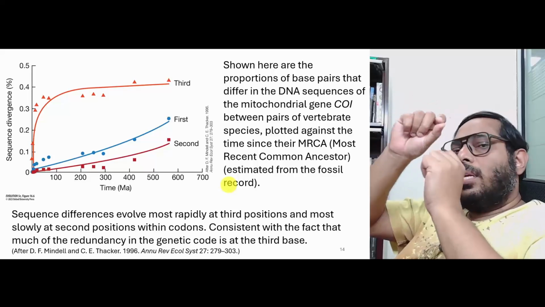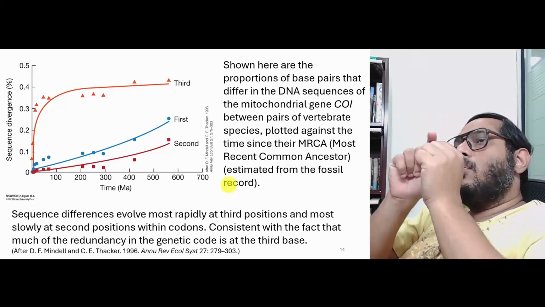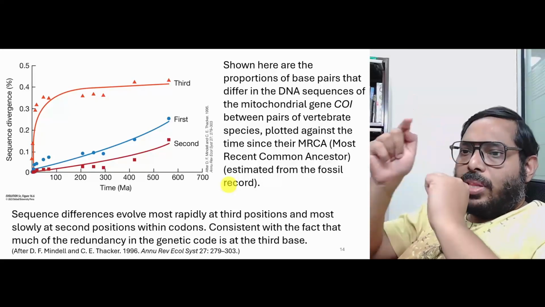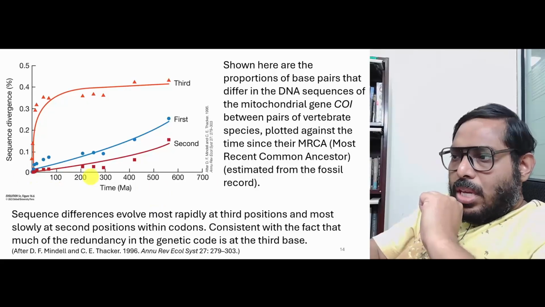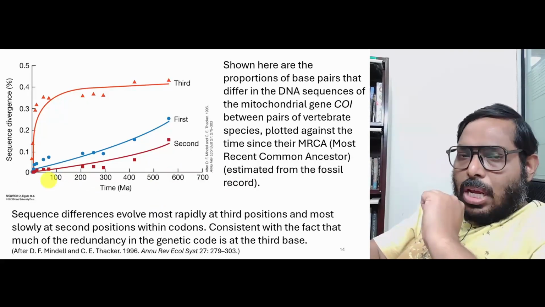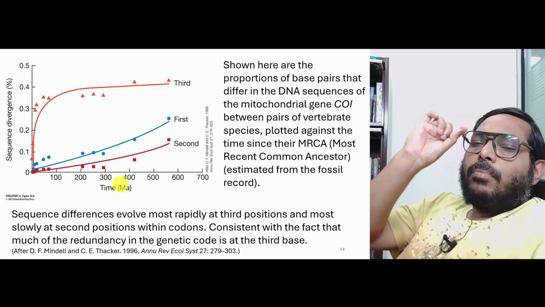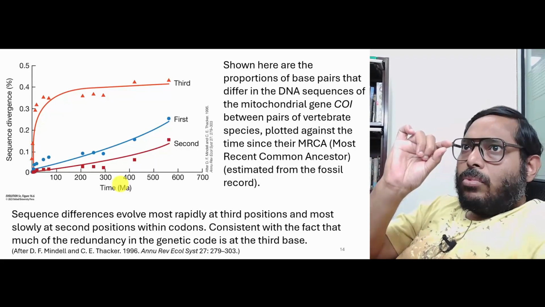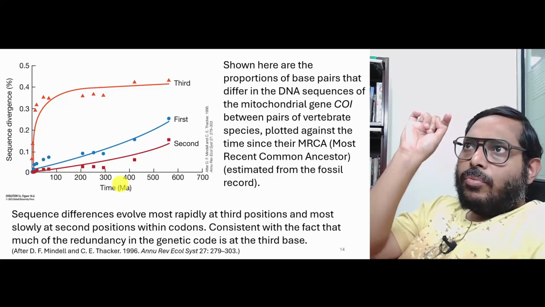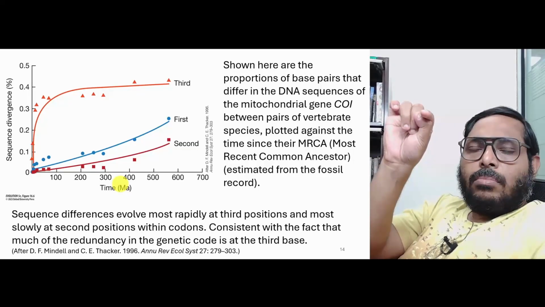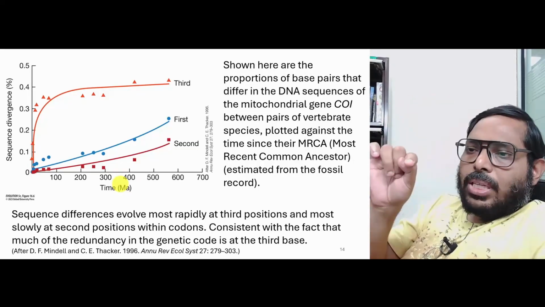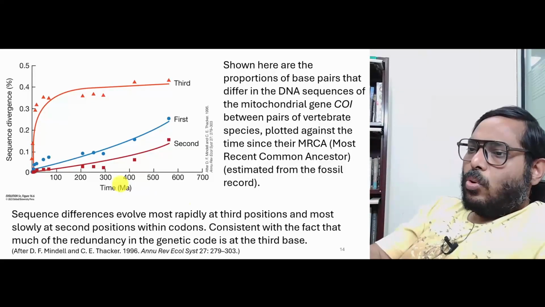So, based on that fossil data availability, they have figured out the time duration between their divergence. That is what is there on the x axis, and on the y axis they have plotted the sequence divergence in terms of the third base pair in the codon, the second base pair in the codon and the first base pair in the codon.